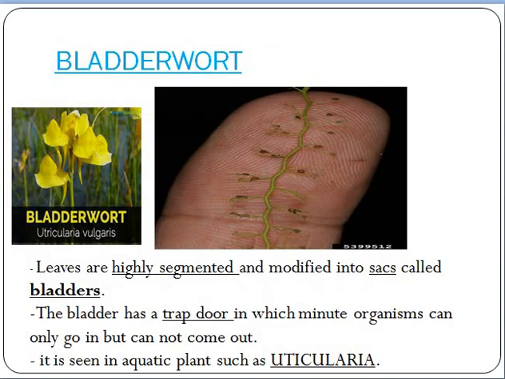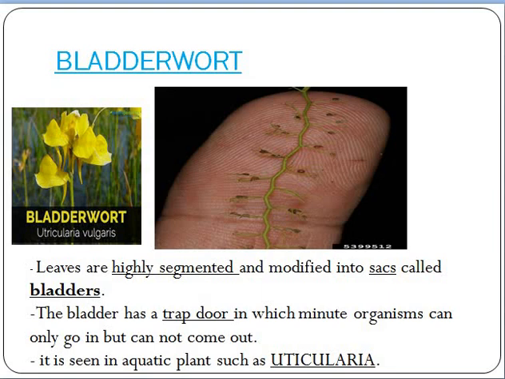The next kind of insectivorous plant is bladderwort. You can see the picture of a bladderwort over here. Leaves are highly segmented and modified into sacs called bladders. Now if you see in this second picture, the leaves have many segments, and they have these small brown color structures that you can see over here in the end. They are the sacs, which are called bladders.